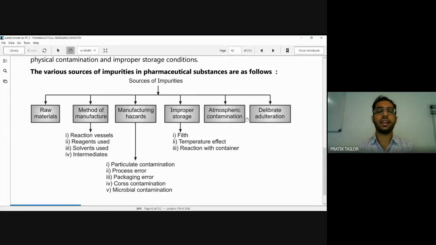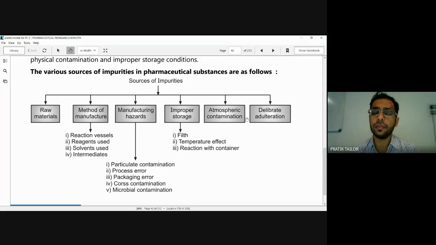Impurity can come from a variety of sources, and one of the favorable questions is: what are the sources of impurity? Sources of impurities are raw material, then some factors due to the method of manufacturing. These are the reaction vessel, reagents which are used, solvent which is used, intermediates formed. Then certain hazards. Hazard means what? Accidentally some contamination is there. That is particulate contamination, process error, packaging error, cross contamination, microbial contamination. So these are called manufacturing hazards.